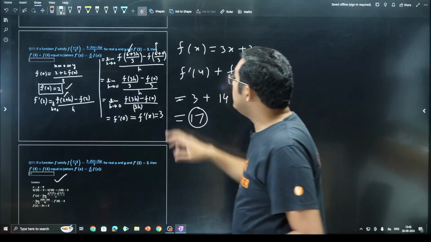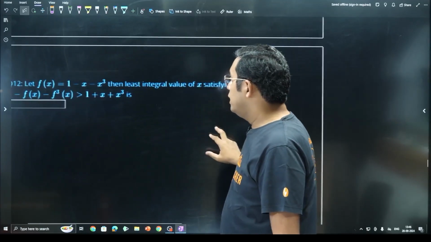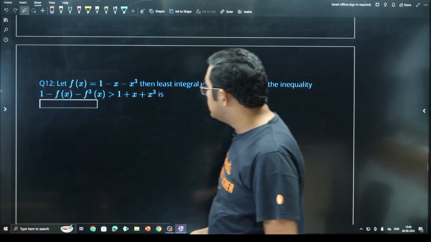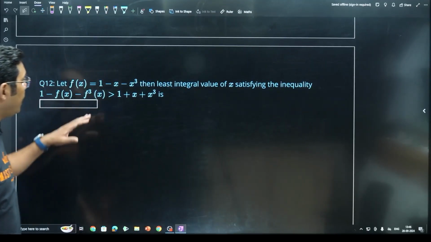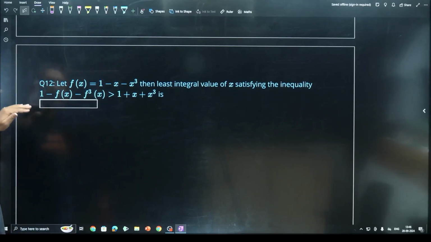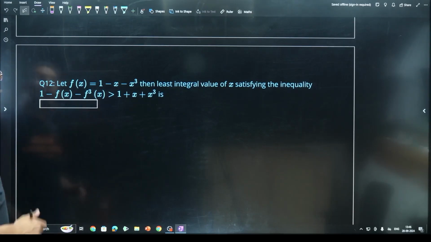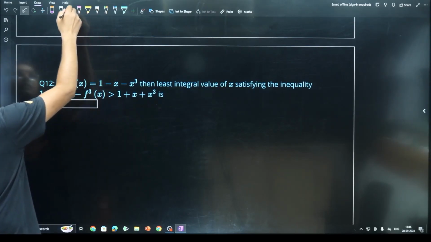Moving to the next question, that is question number 12. Here we are given that fx is equal to 1 minus x cube, then the least integral value of x satisfying the inequality 1 minus fx minus f cube x greater than 1 plus x cube. Dear all, please listen carefully. Bit tricky question, I'll say.